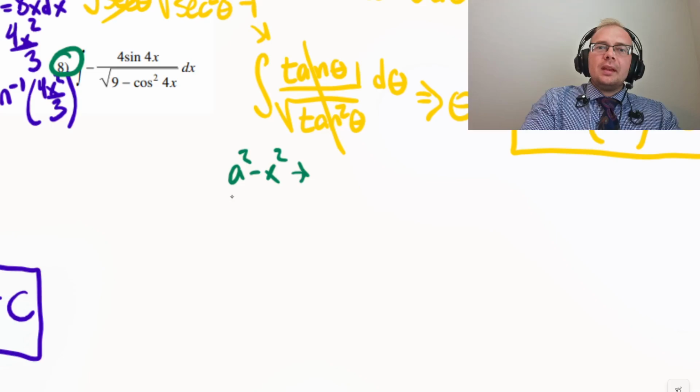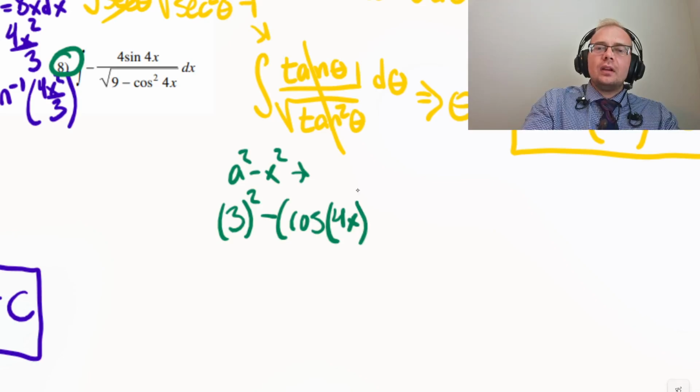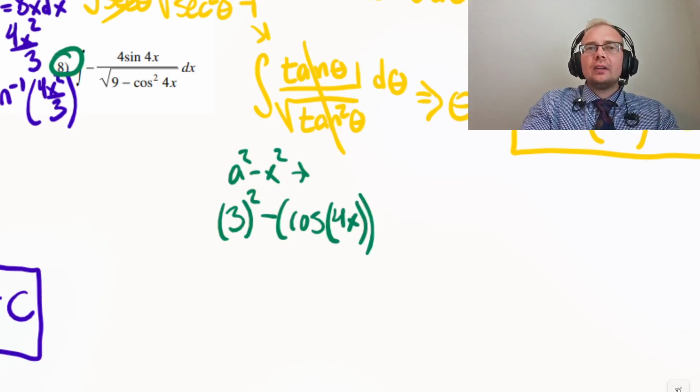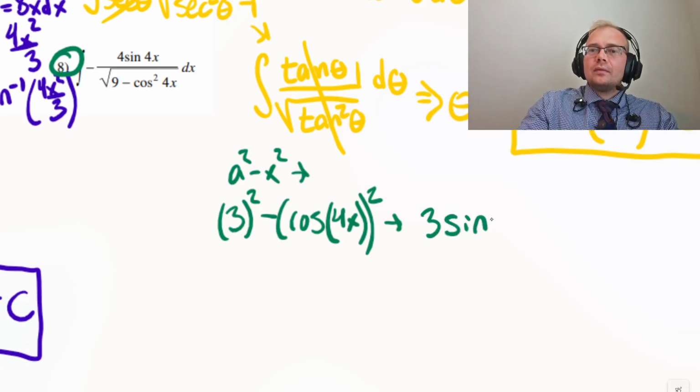So this is going to be 3 squared. And then it would be the cosine of 4x, not 2x. It's the cosine of 4x squared, which would be cosine squared 4x. All right, so then that's going to end up being a sine theta is equal to x. So a sine theta is equal to x, and our x term is the cosine of 4x.